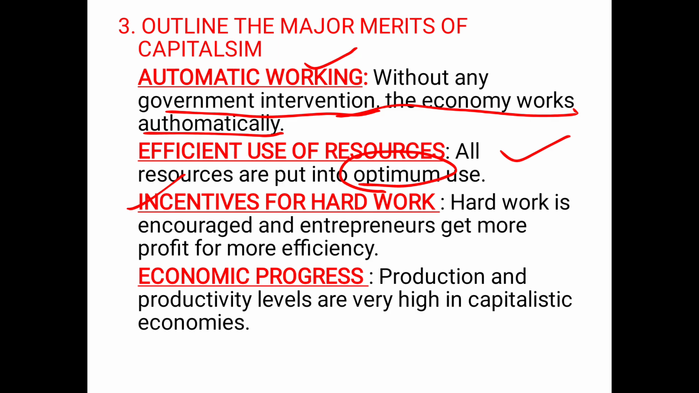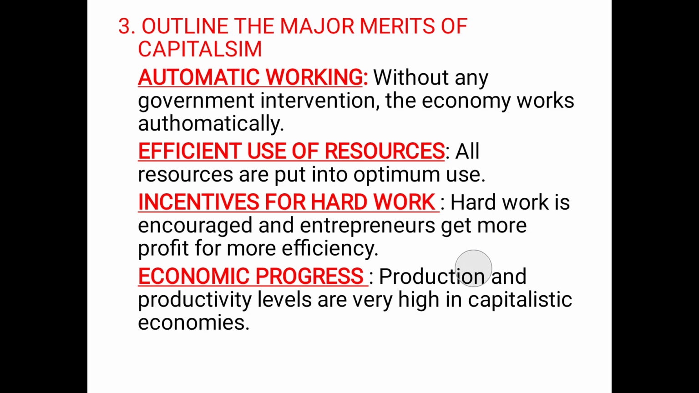Next one is economic progress. If you want progress, what do you have to do? You have to concentrate on production. And what happens here? If you concentrate more on production, the income of the economy will grow, and they will be able to achieve more profit. And a capitalist economy aims only for profit maximization. So when there is profit maximization, automatically economic progress will be there. So this is the third question in your 3 marks ones.